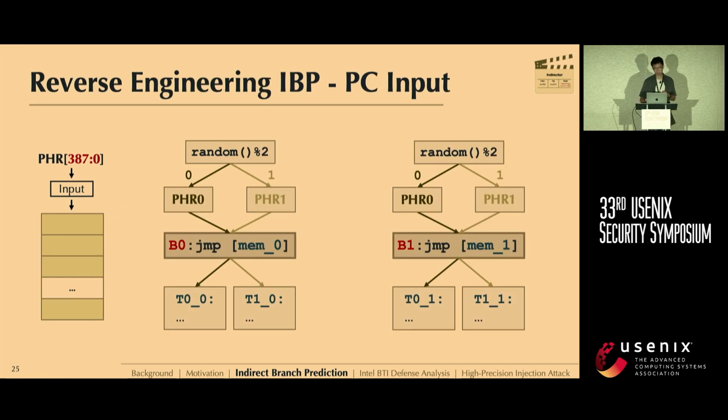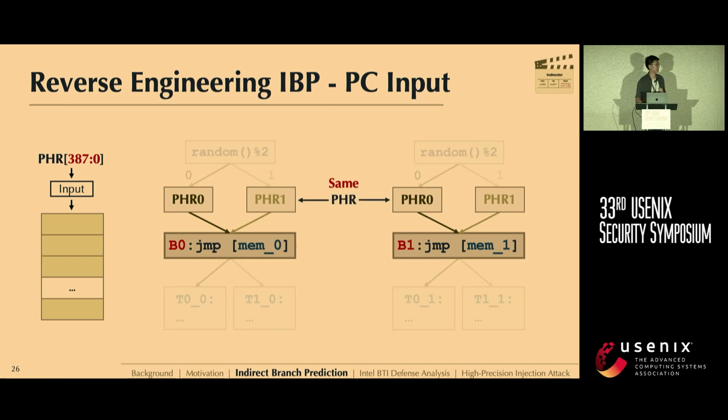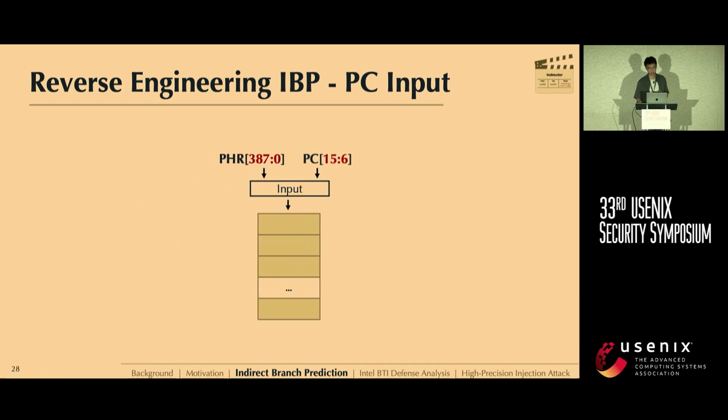Then we explore how the PC is used as input. There are two similar branches here, having the same PHR setup, where they have different PC56. IBP predicts well. However, with the same PC56, they collide in the IBP. This means besides PHR, PC is also used as input.